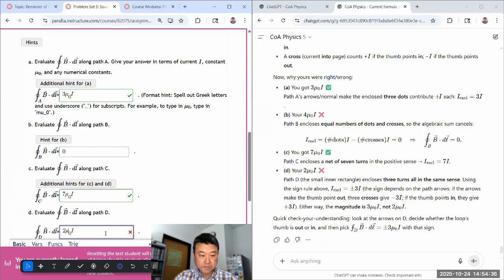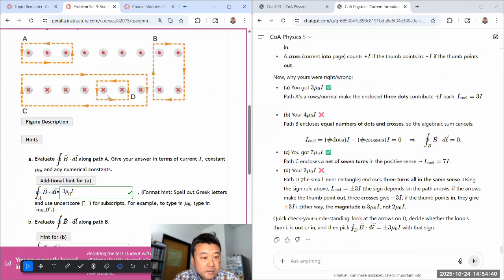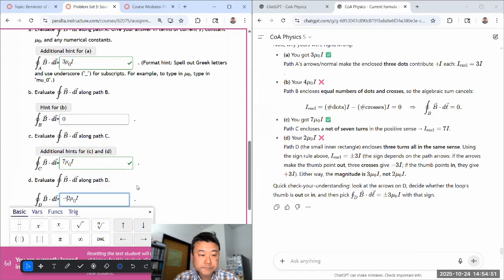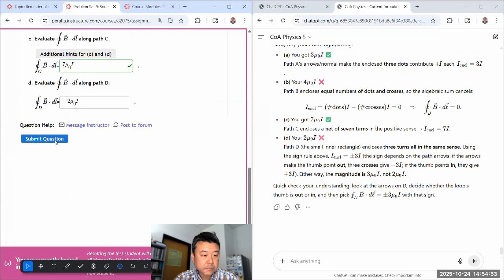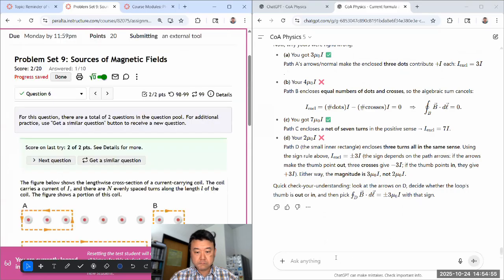So this should be minus. Why is it saying 3? Only 3 turns. I think I miscounted. So I'll say thank you. I think there are only 2 turns included in that loop.